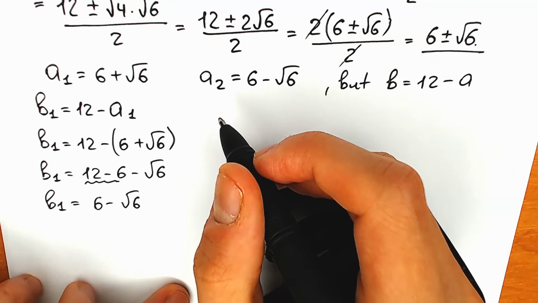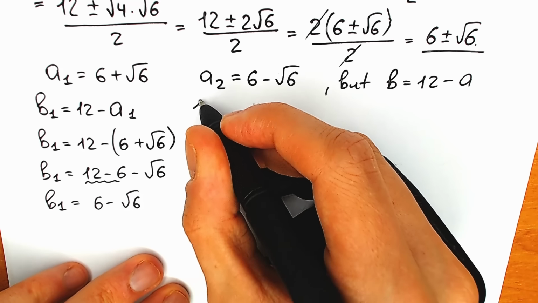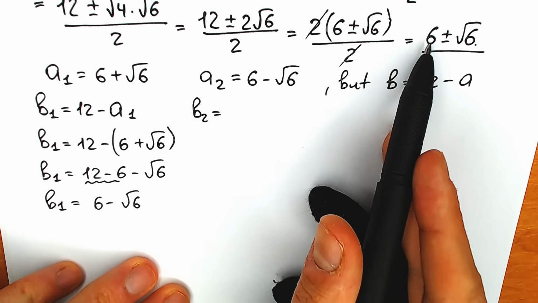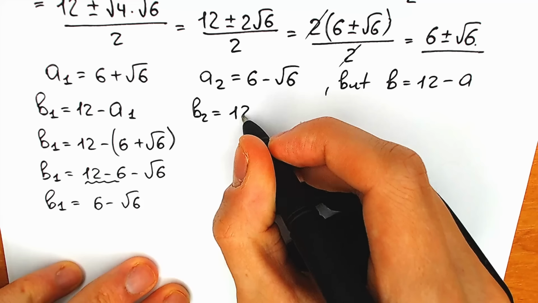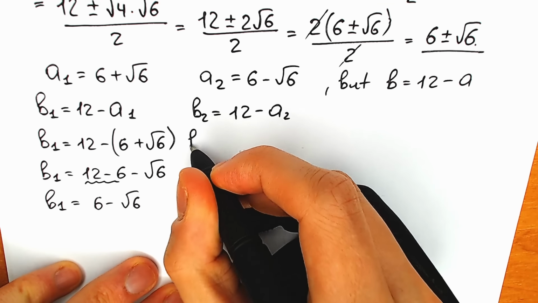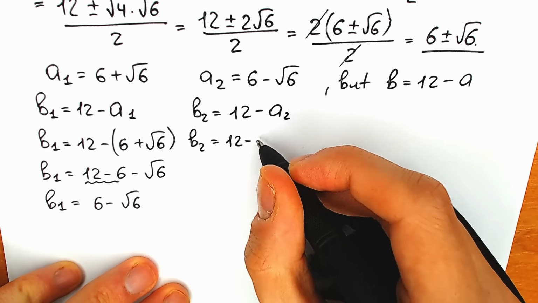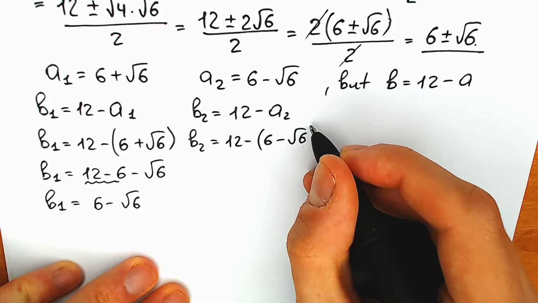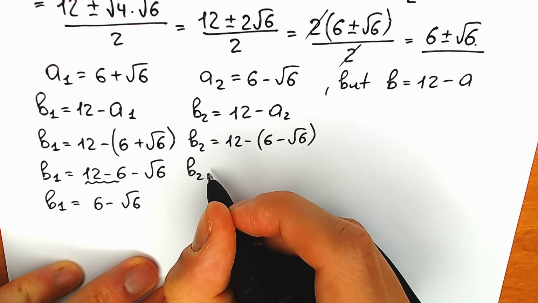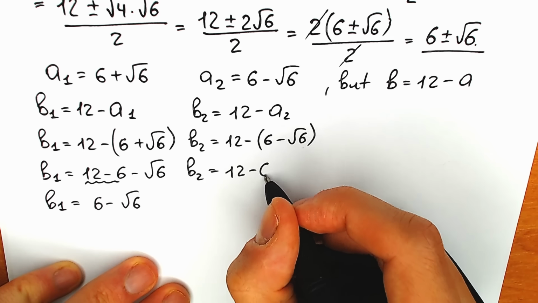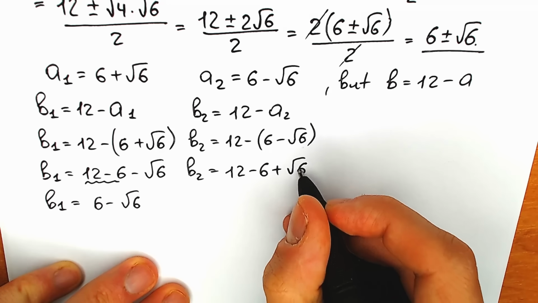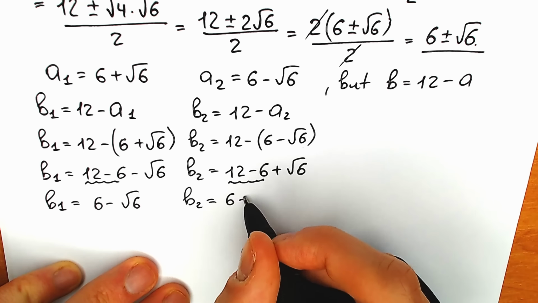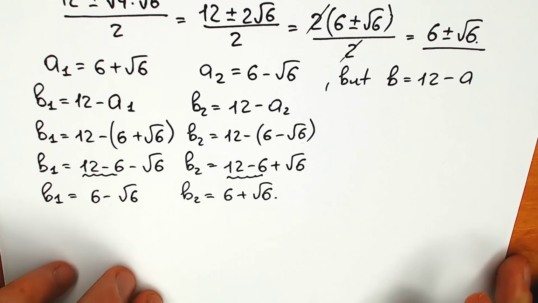So right now let's find our b second. b second equals 12 minus a second. Let's plug in everything. So b second equals 12 minus 6 minus square root of 6, which is 12 minus 6 plus square root of 6. 12 minus 6 equals 6, so b second equals 6 plus square root of 6. So we have absolutely symmetrical roots.